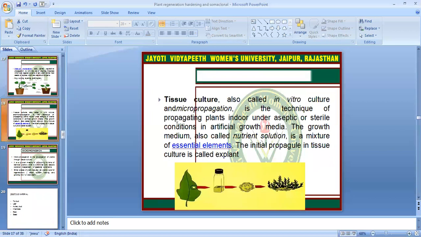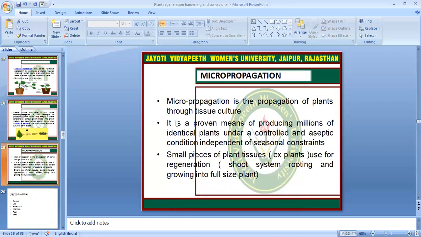Tissue culture, also called in vitro and micropropagation, is the technique of propagating plants indoors under aseptic or sterile conditions in artificial growth media. The growth medium, also called nutrient solution, is a mixture of essential elements. The initial propagule in tissue culture is called explant, as I told you in previous slides, and micropropagation is the propagation of plants through tissue culture.